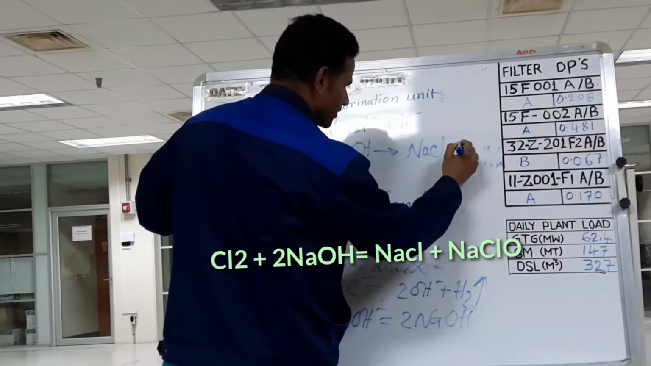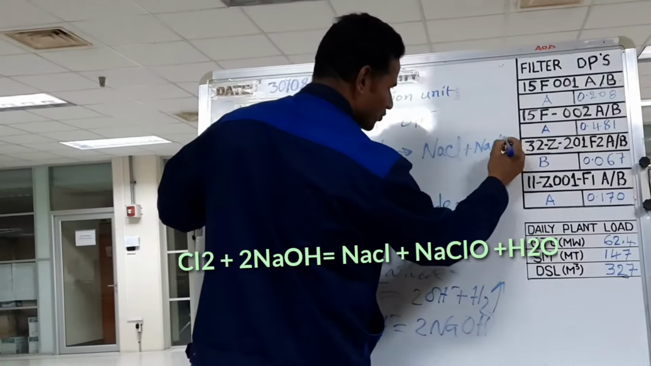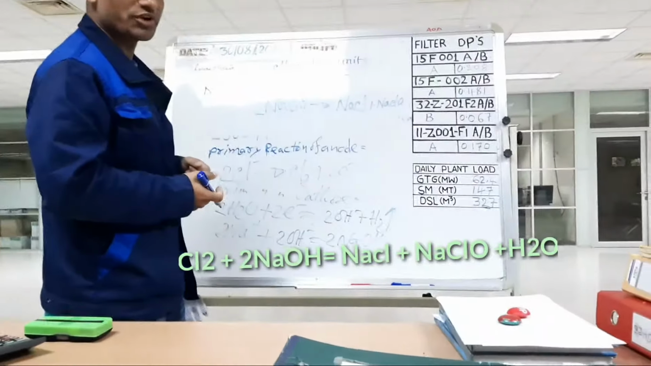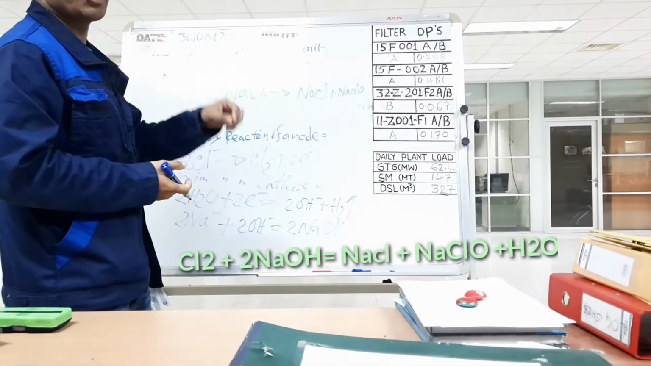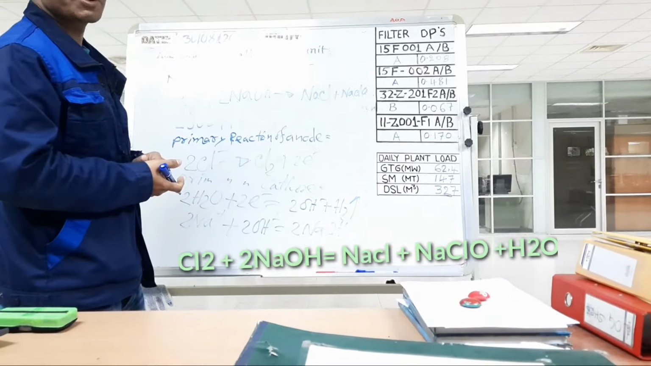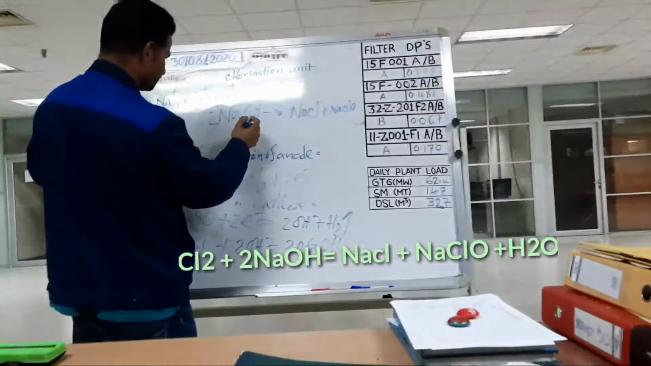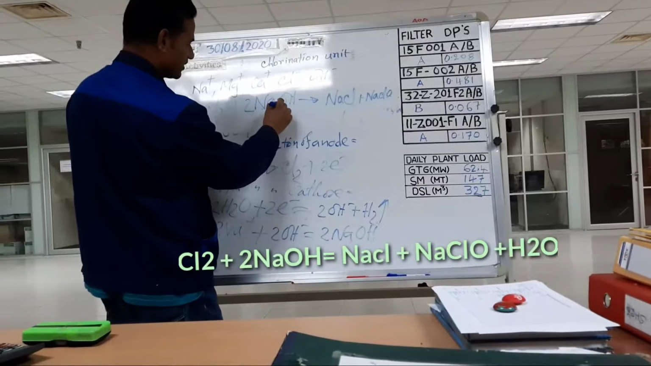Plus sodium hypochlorite. This is our main product. So we are producing chlorine as sodium hypochlorite. And this chlorine we use in the seawater basin for chlorination purpose. Clear? And another remaining two hydrogen, one oxygen remaining, okay?